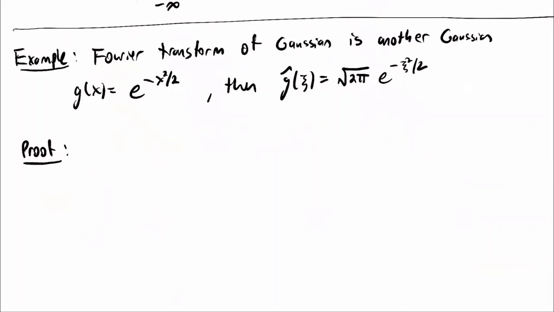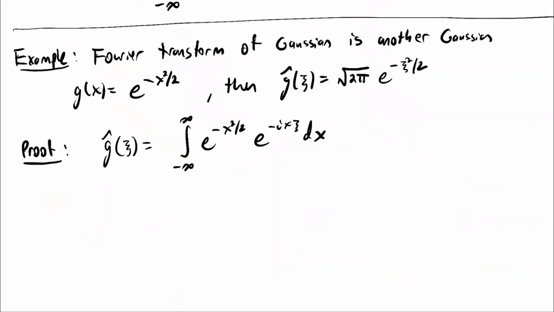Right, well, what is the definition of the Fourier transform, or G hat of Xi? This is given by the integral from minus infinity to infinity of e to the minus x squared over 2 times e to the minus ix Xi dx. Right, and so one thing to point out is, what happens if I look at G hat of 0? Well, then the complex exponential vanishes, and I just have the integral from minus infinity to infinity of e to the minus x squared over 2 dx.